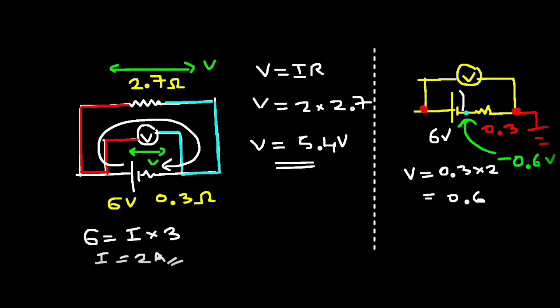Now we have got a battery that could up the potential by 6 volts. That's 5.4. Therefore, the reading of the voltmeter is 5.4 minus 0. That's again 5.4, and that's the answer.